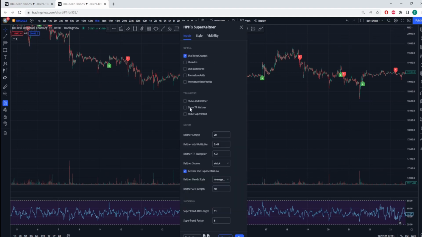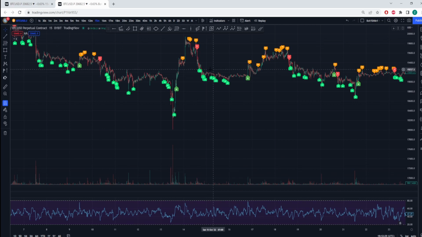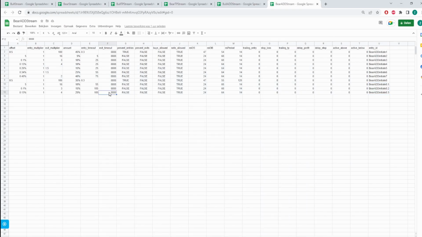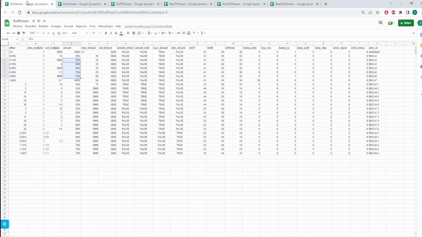So we can say use take profit. Okay, you can see you sell here and you take profit down at the bottom here. Right, so that's the take profit. When you sell, you want to buy to take profit. When you buy, you want to sell to take profit. Okay, so let's dive into the actual strategy that I've created today.